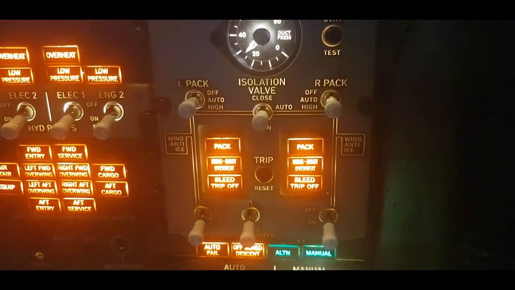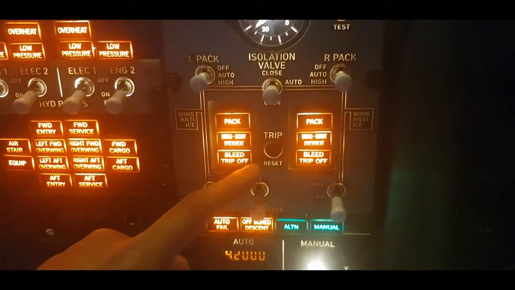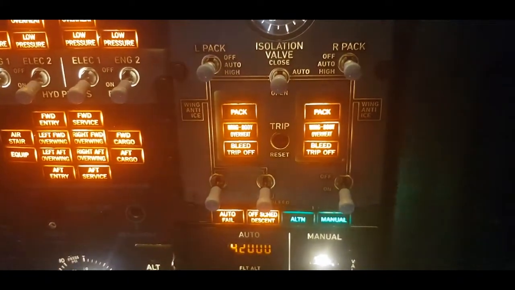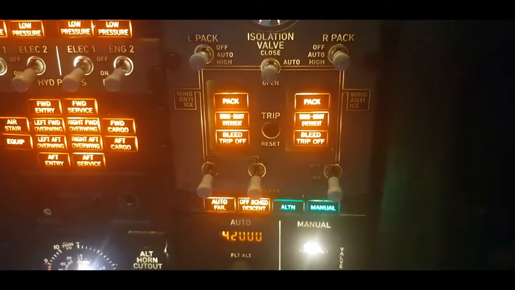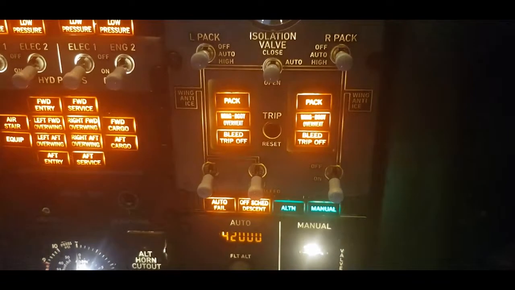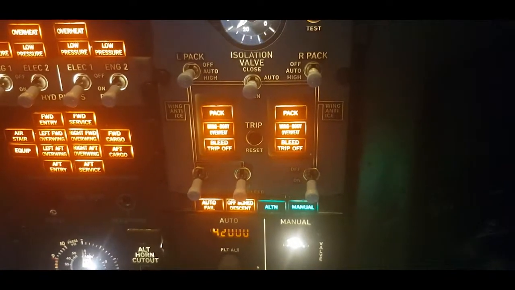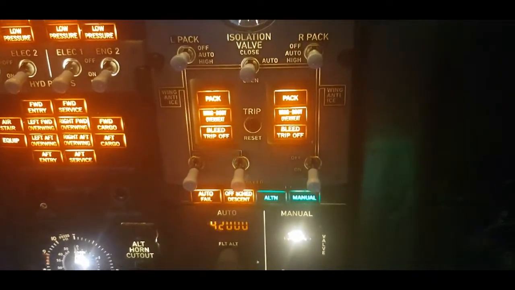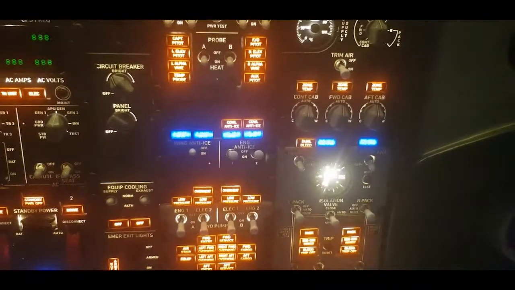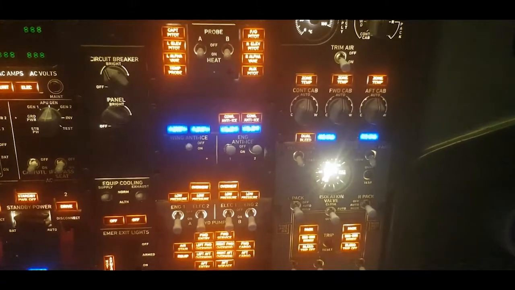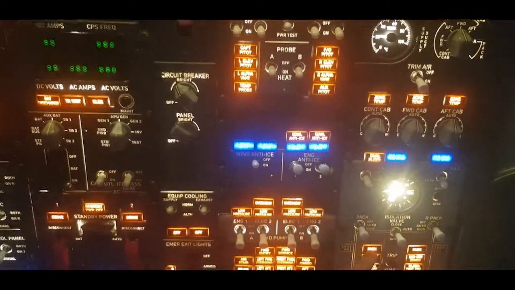When you press the trip reset switch, the bleed trip off light extinguishes and the related bleed valve opens. If the temperature and pressure are now less than limits, the system operates normally. Now, if the temperature or pressure are still greater than limits, the bleed trip off light illuminates again and the related bleed air valve closes. If the bleed trip off remains illuminated and wing anti-ice is necessary for the flight, we need to turn off the pack on the affected side.